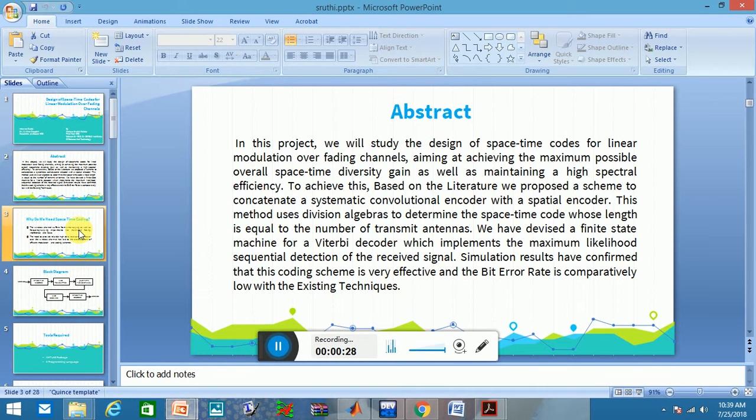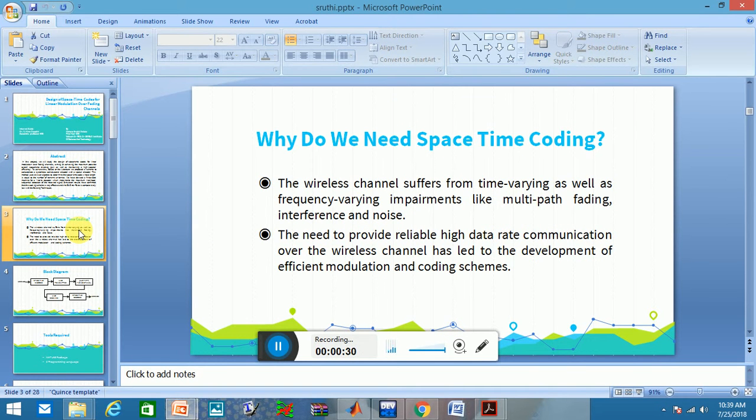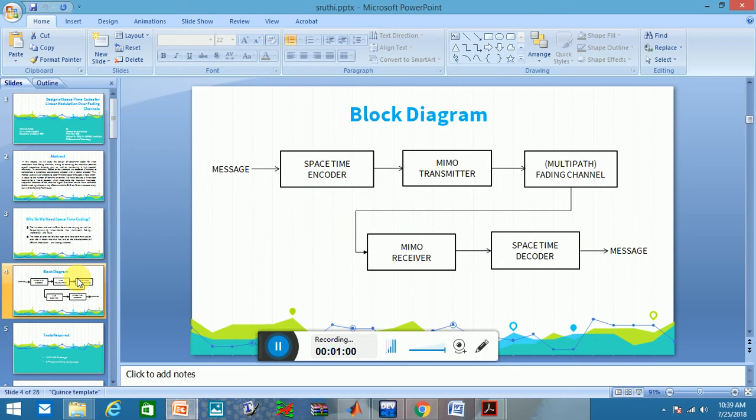Normally, why do we need space-time coding? Because the wireless channel suffers many impairments like multipath, fading, interference, and noise. So, to provide reliable high data rate communication for the wireless channel, we developed coding schemes. In my project, I considered fading as my main issue and designed my space-time encoder. And this is my block diagram.